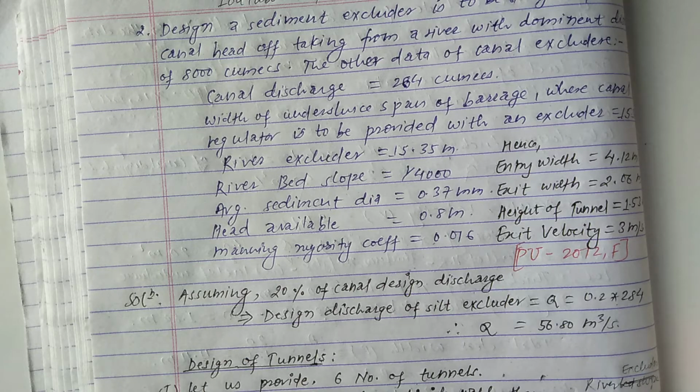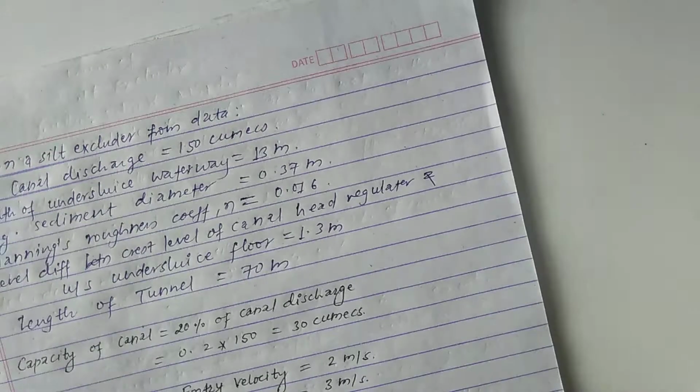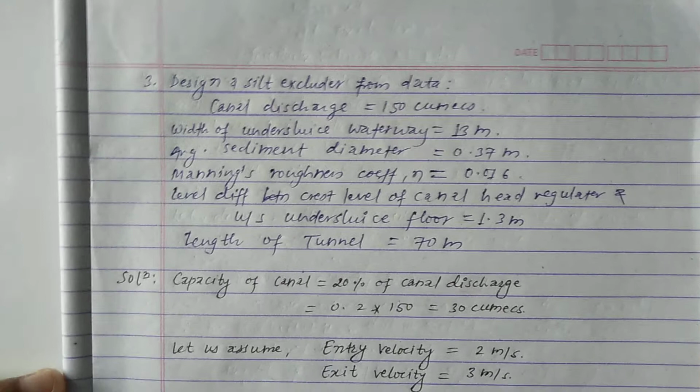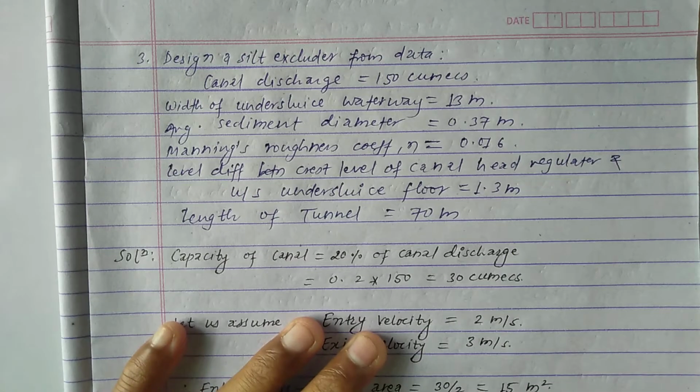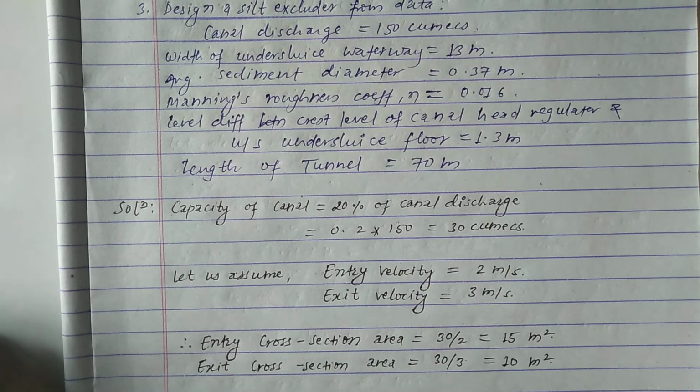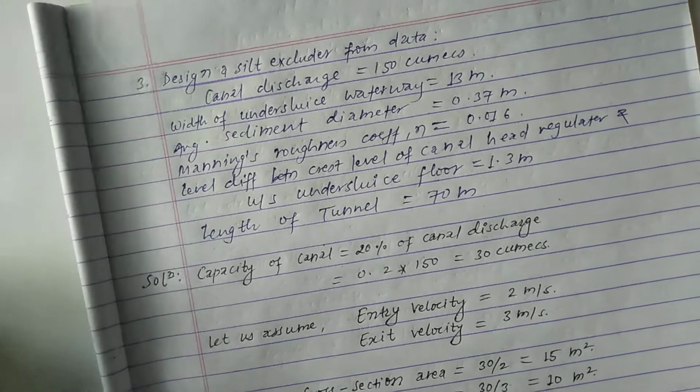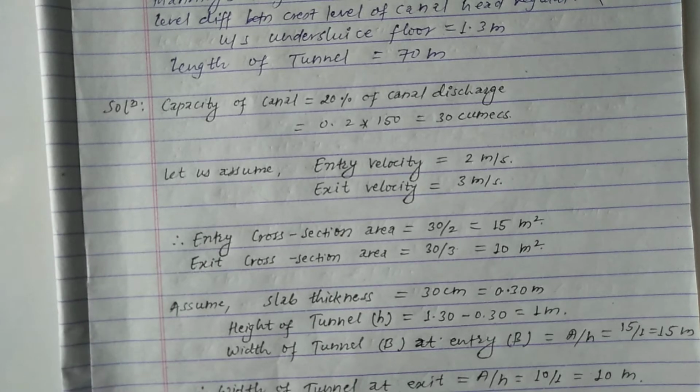Also, in the next video we are going to solve a numerical, and this numerical is also similar to the previous numerical. If you see this numerical, you can easily determine the different designs for different problems related to the designing of a silt excluder.